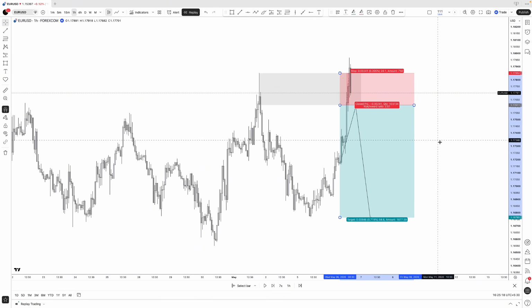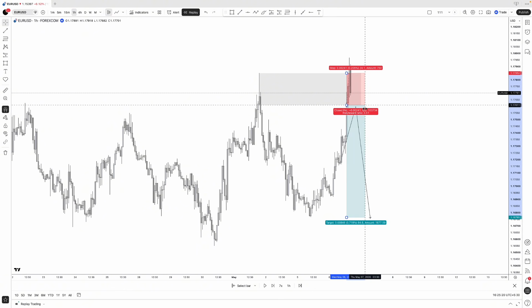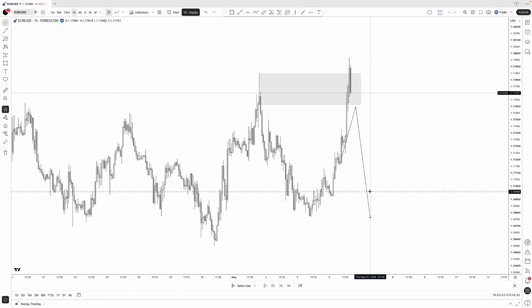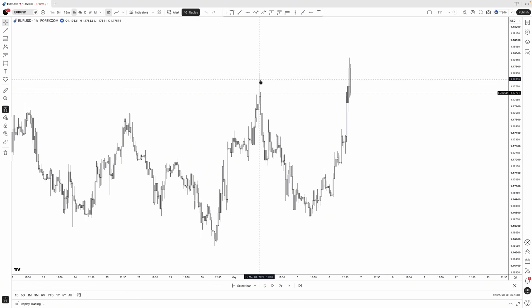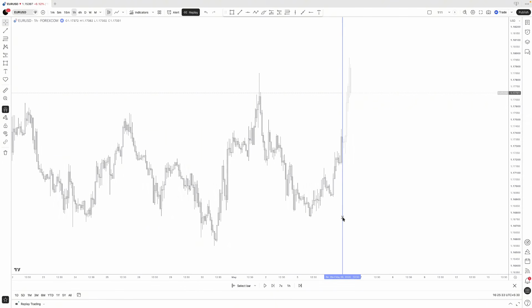It runs straight through the area they wanted to sell from. It never goes lower from this. So why did this happen? Because this wasn't the start of a big bearish trend. It was a pullback inside of a bullish trend.